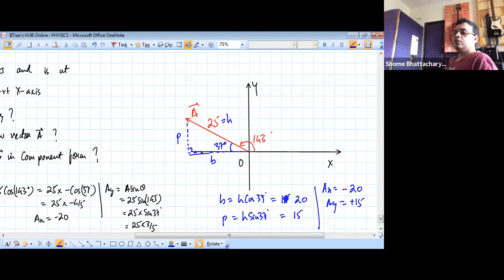So as a vector quantity, this Ex i cap will be like this, and as a vector quantity, this Ey j cap will be like this, and their sum will give you the vector E.